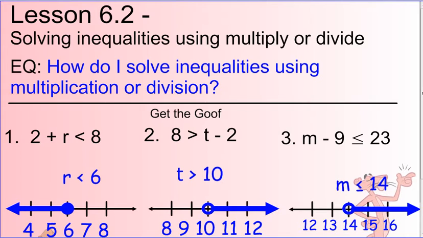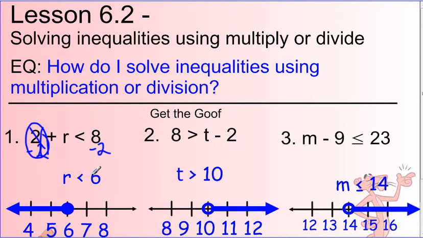We've got three Get the Goofs there. So let's see what mistakes we can find. Number one, it says 2 plus r is less than 8. Well, if we would minus 2 here and minus 2 there, these would cancel out. We'd get r is less than 6. Everything's good so far, so this is correct.